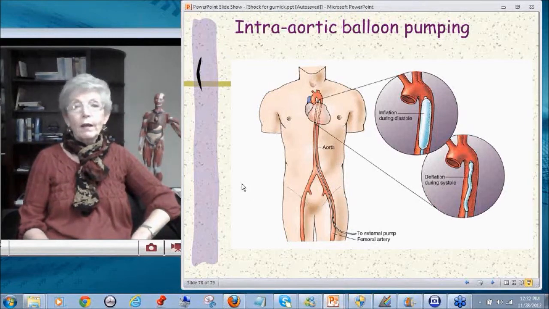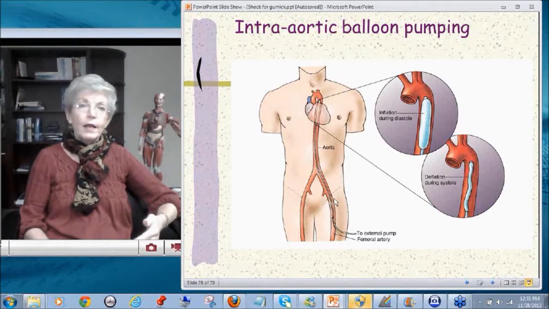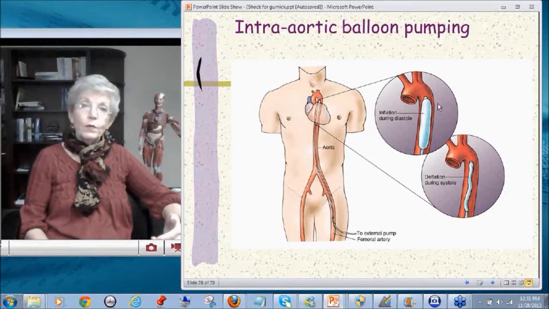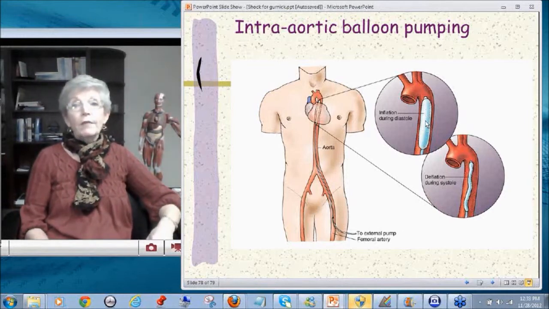And this has been around since around 1960, at least. And I love it in its simplicity. It is, in fact, a catheter that is inserted retrograde, usually a femoral approach, and they put it into the aorta, into the thoracic aorta, and it's hooked out here to a big machine. But the balloon pump itself is a catheter with, as you see, a big sausage-shaped balloon.